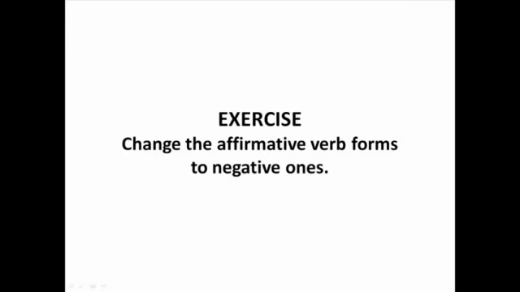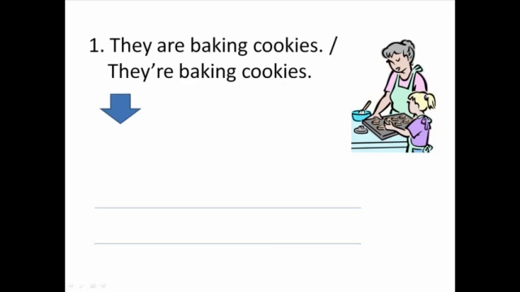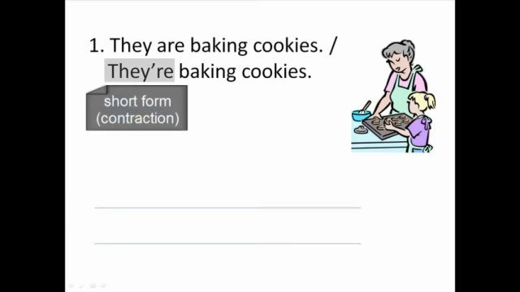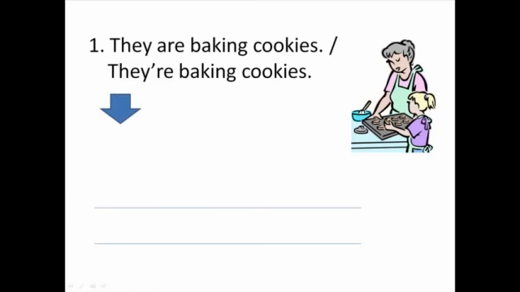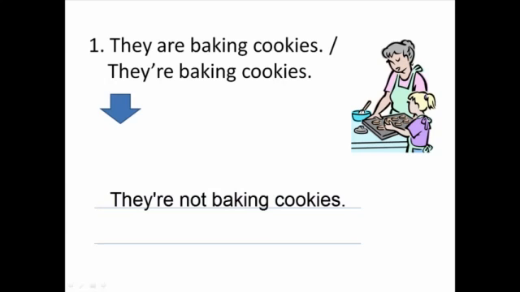Exercise. Change the affirmative verb forms to negative ones. Let's work together. 1. They are baking cookies. Or, with the short form, the contraction, they're baking cookies. Now what is the negative form? There are two. First, let's use the same contraction. They're not baking cookies. And the other form? They aren't baking cookies.